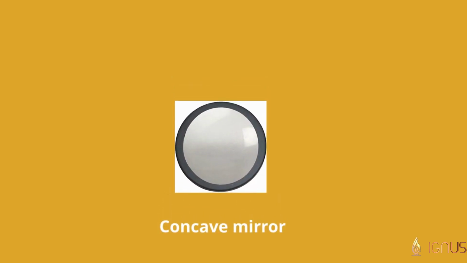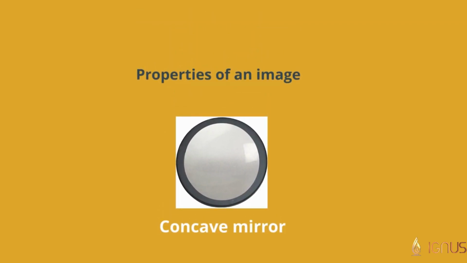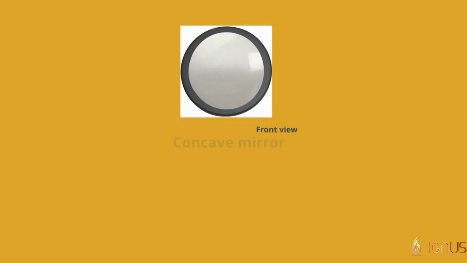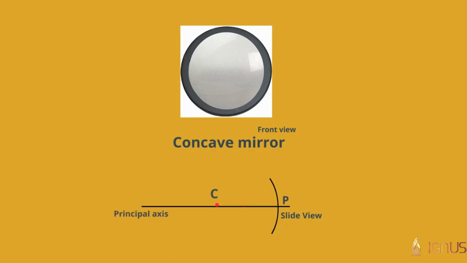Now let's see how the image appears, but using an actual concave mirror. So let's try and find out the properties of an image formed by a concave mirror. We have to consider the front view and the side view. The side view is just to show the different positions where the object is kept, as it is difficult to do that in the front view. Let P be its pole, C be the center of curvature. The line joining them is the principal axis and F is the principal focus, also called the focal point.